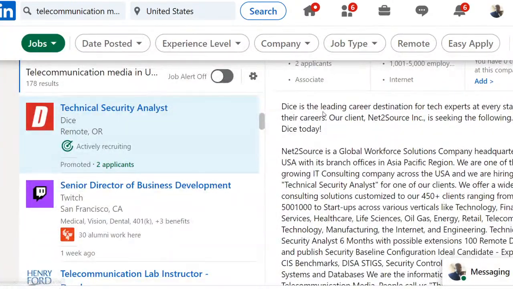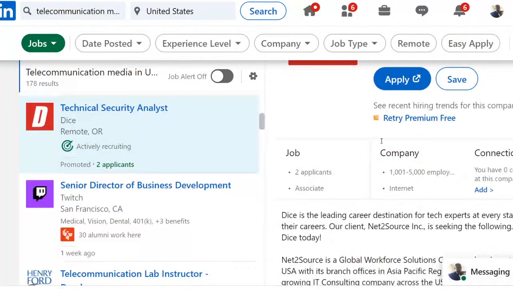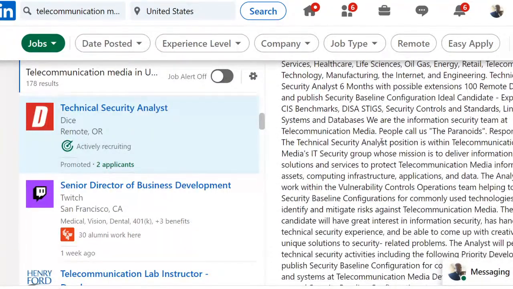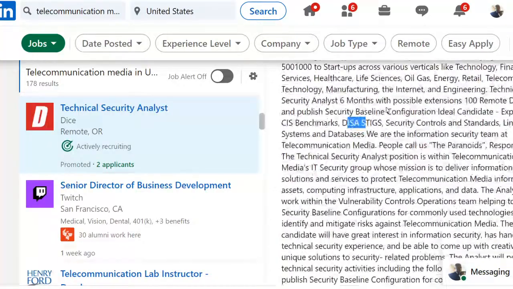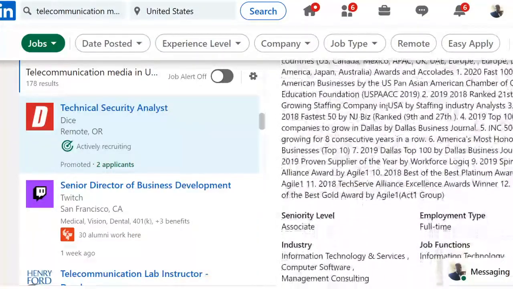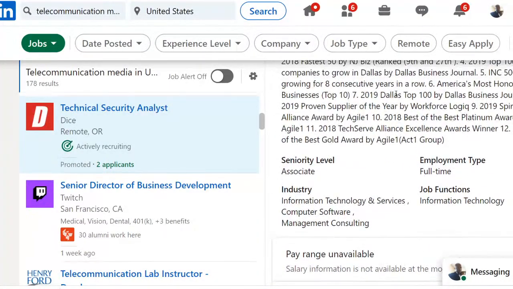Dice is a really good resource, by the way. Dice is a leading career, blah, blah, blah. Oh, this is literally at Dice, working for Dice remotely. Wow, look at this. Stigs, benchmarks. Holy crap. What kind of job is this for Dice? Oh, man. Wow, that's pretty impressive. Literally working for dice.com.